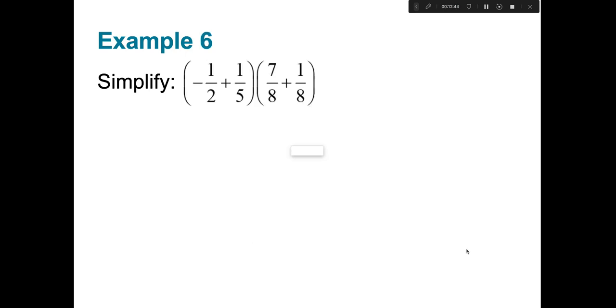Our next example has a negative 1/2 plus 1/5, and then it has another set of parentheses, 7/8 plus 1/8. What do I have to do first? The first set of parentheses. So I am adding these two fractions. In order to add these two fractions, what do I have to have? A common denominator. What is a common denominator between 2 and 5?